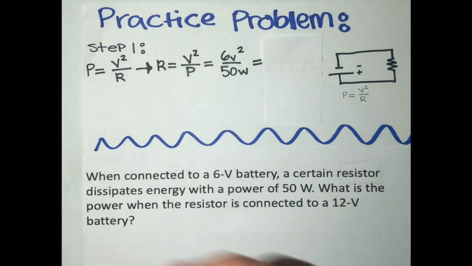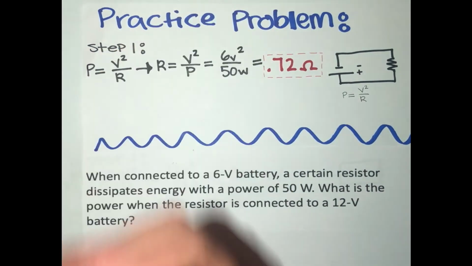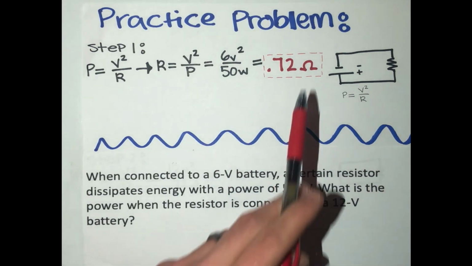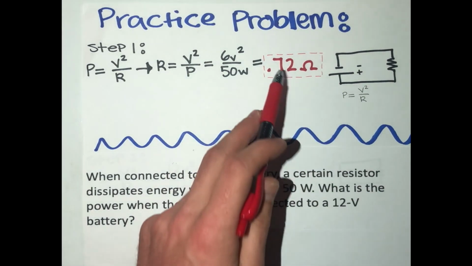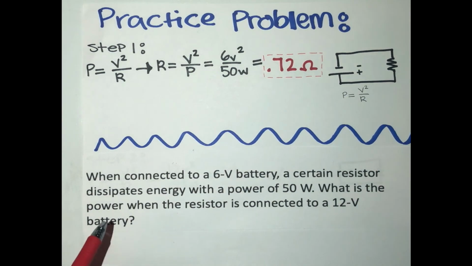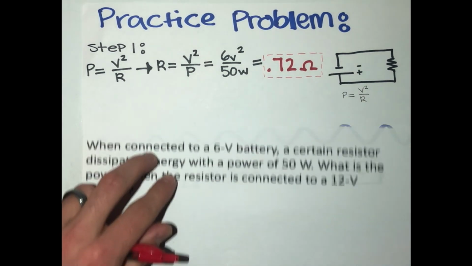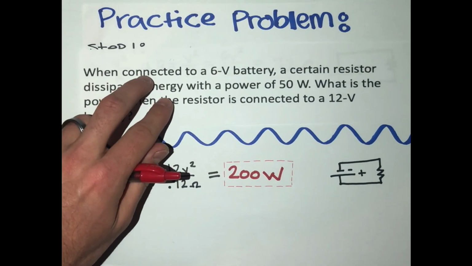If you plug that into your calculator, what you should get is 0.72 ohms. This sign right here is always going to be the units for a resistor, and it stands for ohms, O-H-M-S. So now that we have our ohms, we can go ahead and solve the second part of this question, which is solving for power. So let's go ahead and do that.